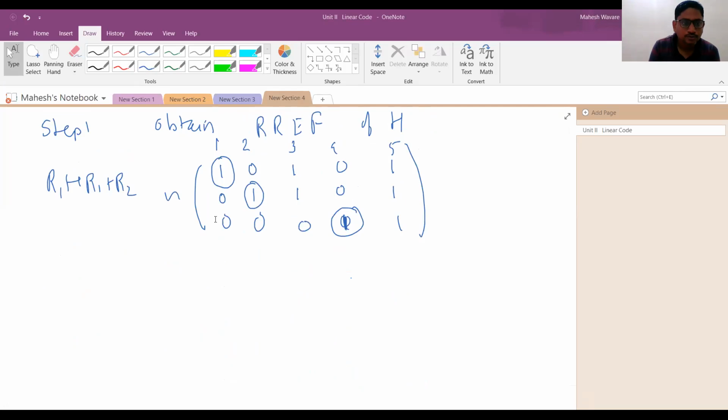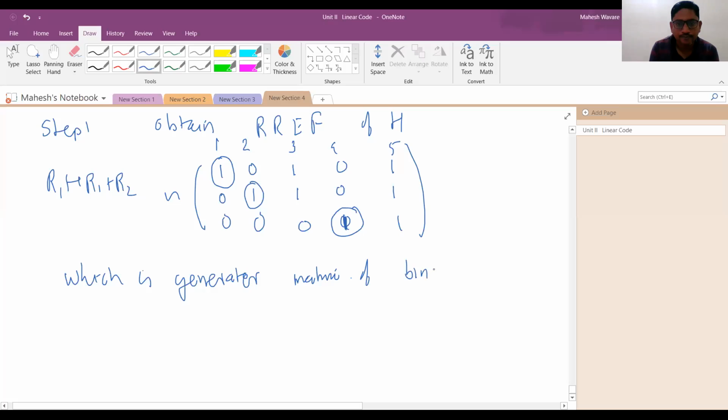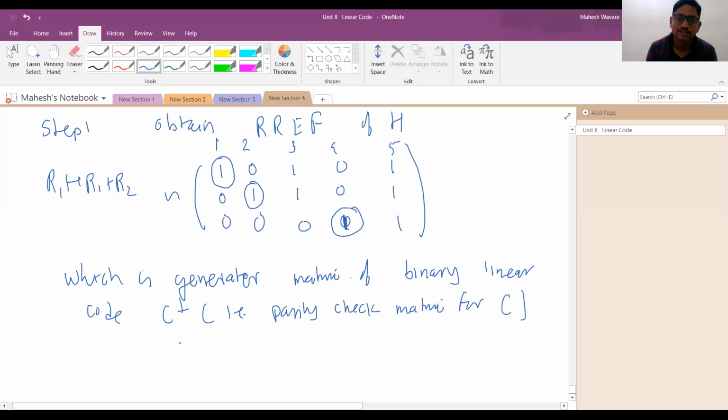So what we do, which is the generator matrix of binary linear code C perp, that is the parity check matrix for linear code C, binary linear code C. Generator matrix for C perp means it is the parity check matrix for C, which is not in standard form.